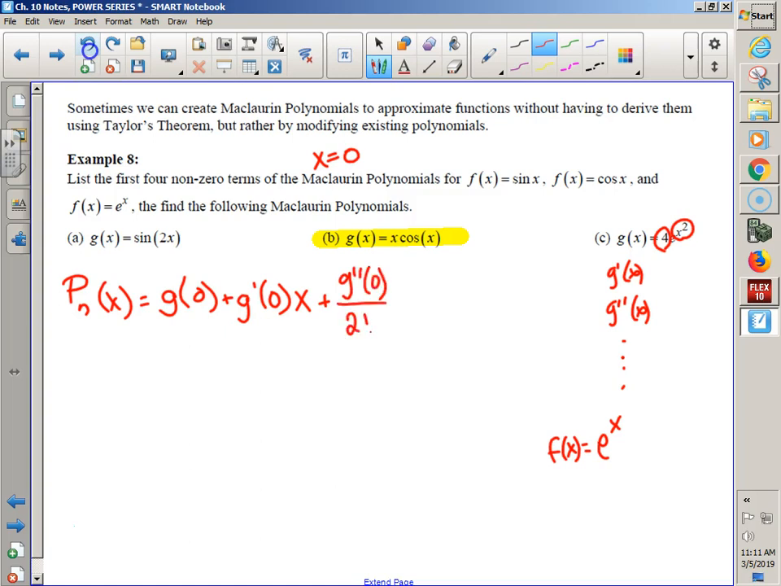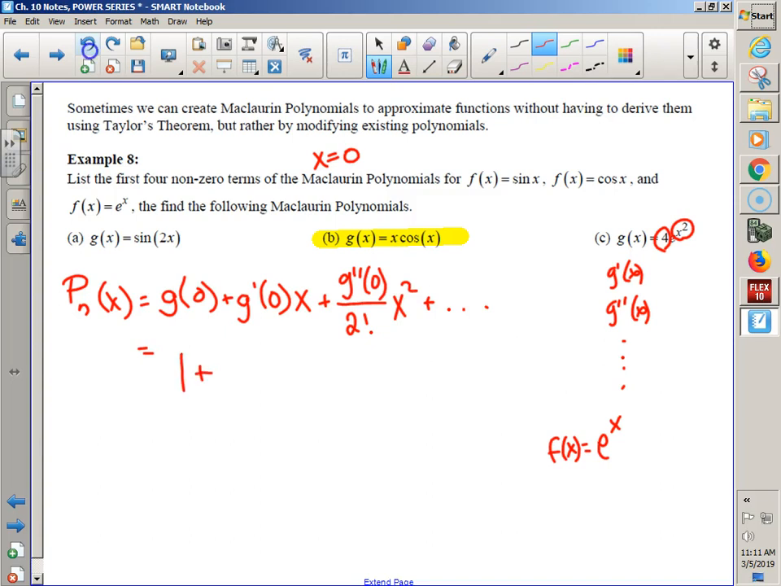Don't forget your factorial, I tend to forget the factorial all the time. And then we're just going to do dot, dot, dot, because some of these might go to 0, and they say the first 4 non-zero, so maybe one more is enough, maybe not. We'll check it out. Okay, so if you need to plug in 0 to g, is it that big a deal? Nah, 0 times cosine of 0 is 1, 0 times 1 is 0.